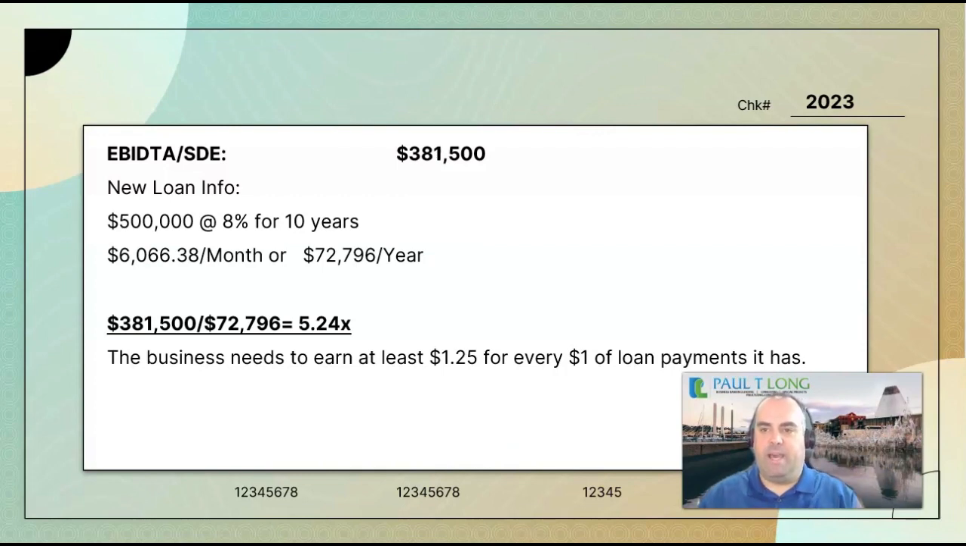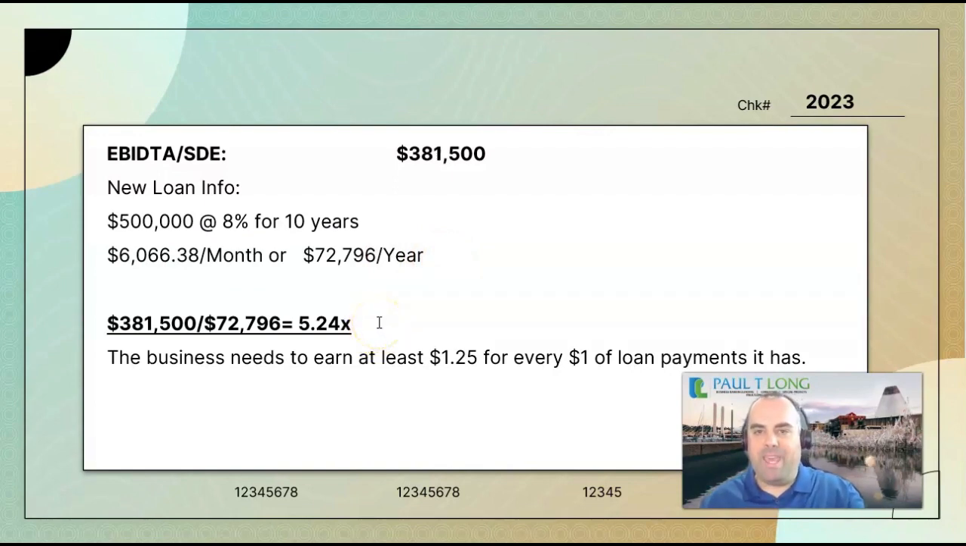Now we're going to look at the debt side. So that's the income side. We're going to look at the debt side. The debt side is, okay, so what exactly are we going to do? We have a new loan. It's a $500,000 SBA loan at 8% for 10 years, which comes out to $6,066 a month, or you times that number by 12 is $72,796 a year.